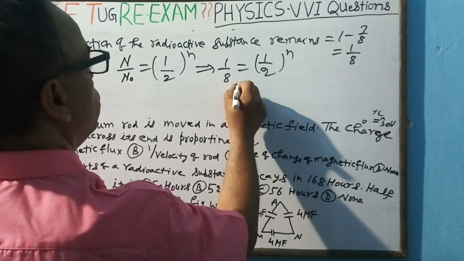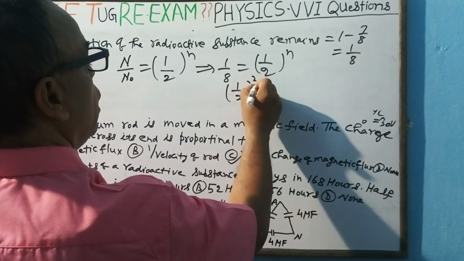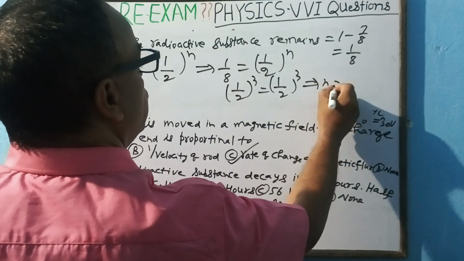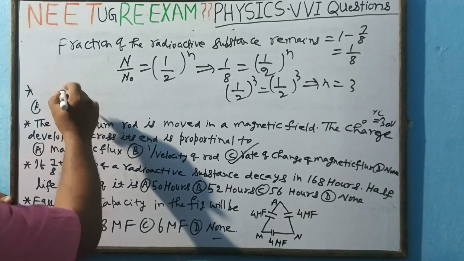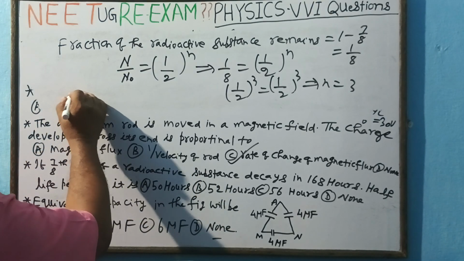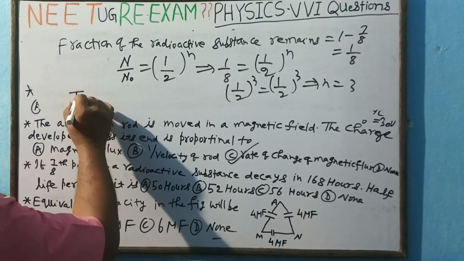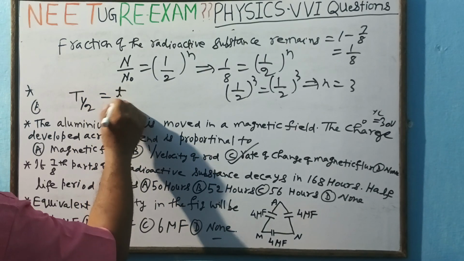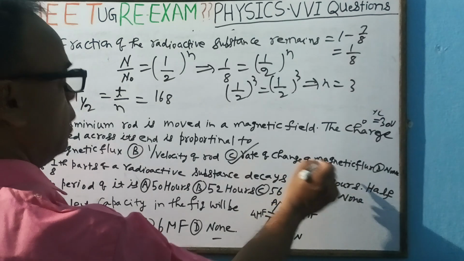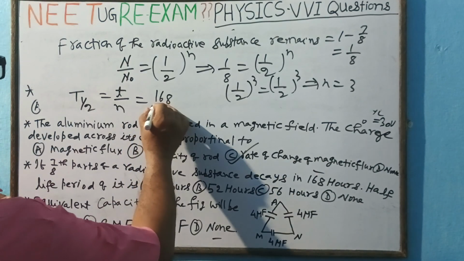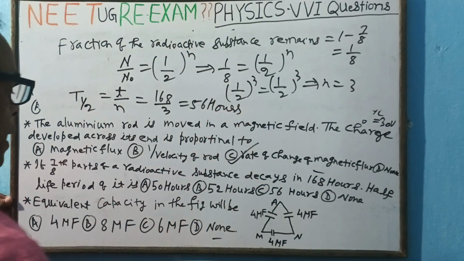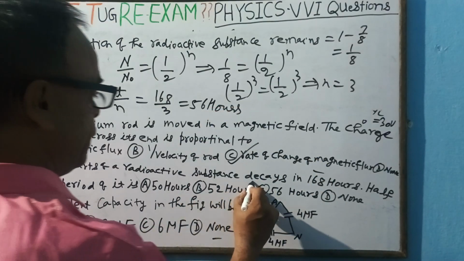And the value of n becomes n equal to 3. And we have to find the half-life period of the radioactive substance. The half-life period of the radioactive substance is T by n, where T is given as 168 hours. 168 by 3 becomes 56 hours. And the answer is 56 hours, option is C.